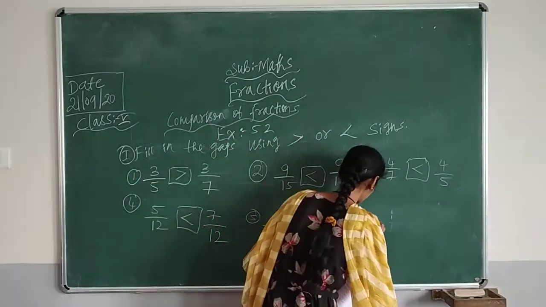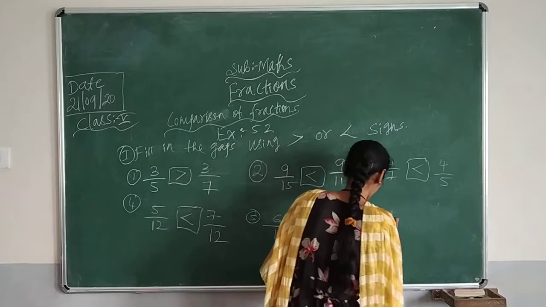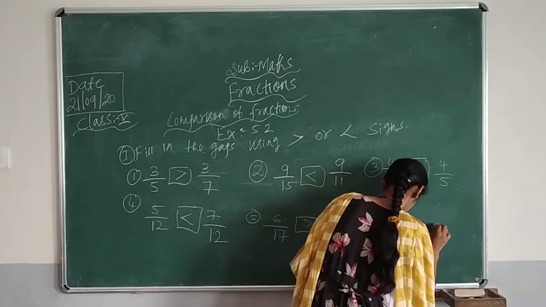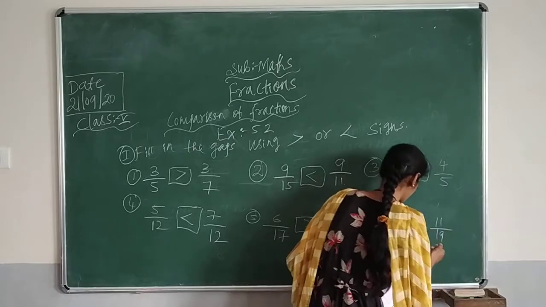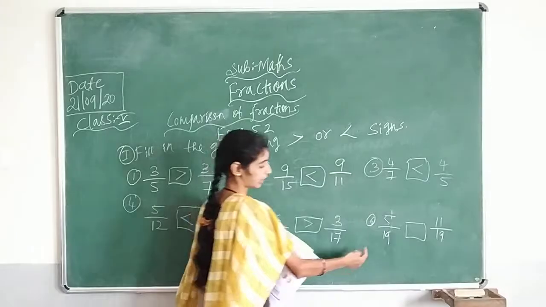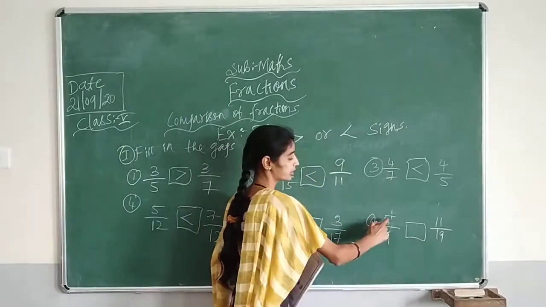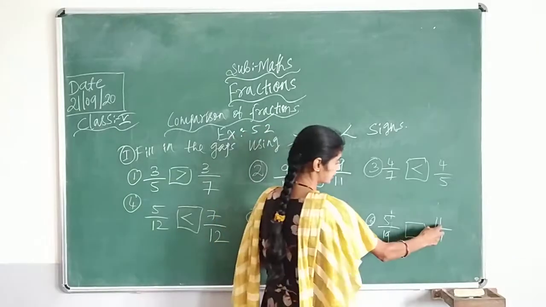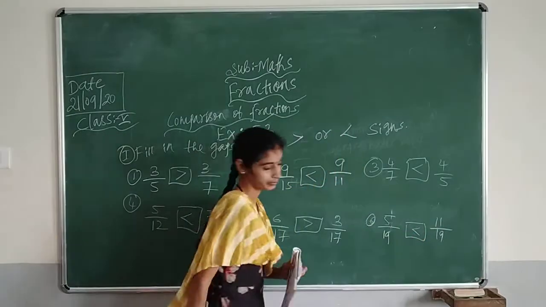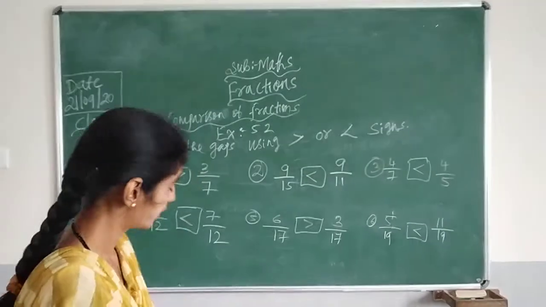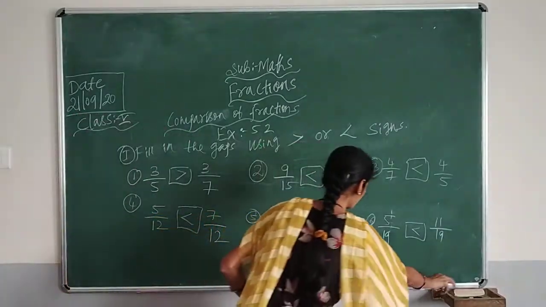Next, sixth question. 5 by 90 and then 11 by 90. So please try it children. Again denominators are same. See the numerator, which is the greatest value? Yes, it is 11. So make open angle that side. Simple, no? They are very easy. Next, shall we move to the next question?